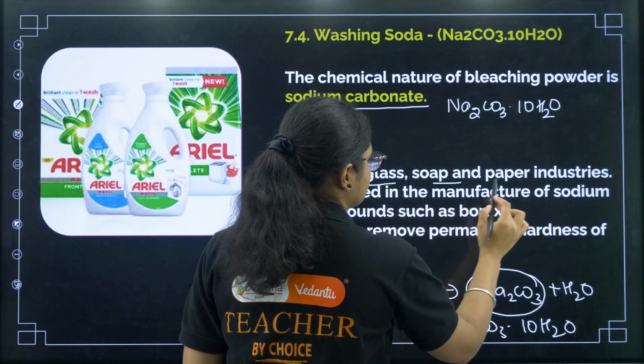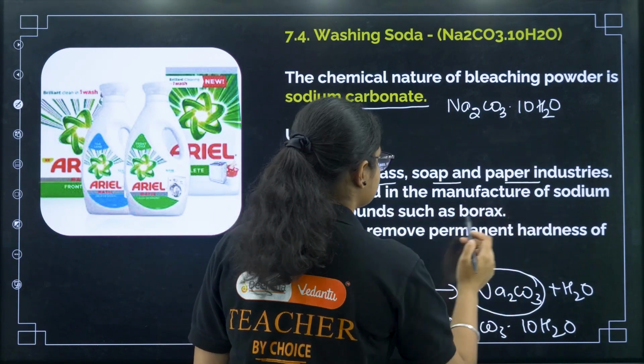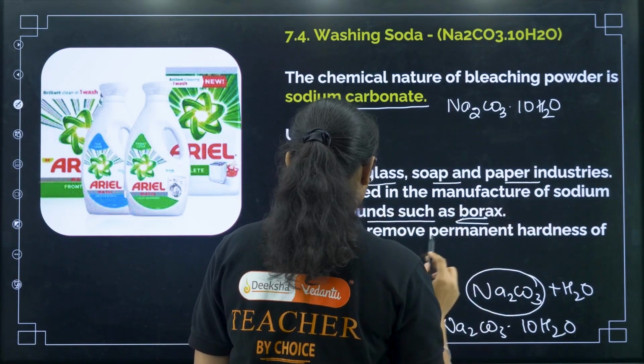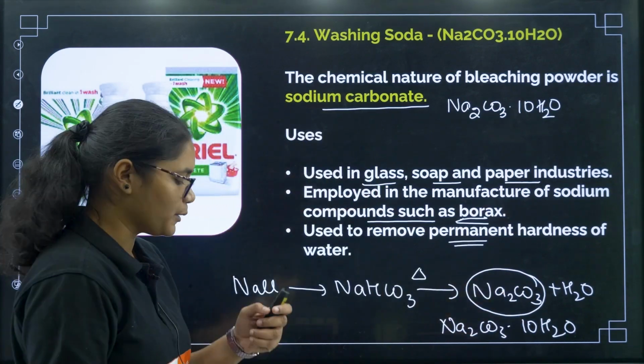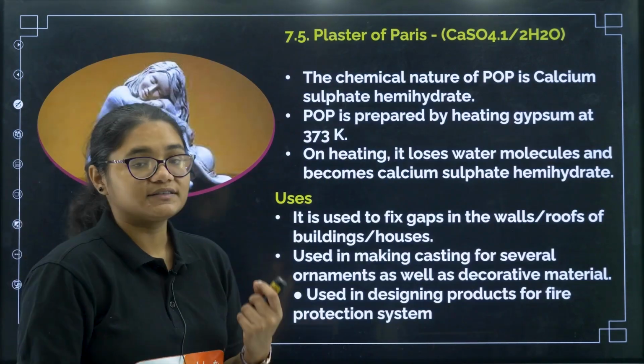It is used in glass, soap and paper industries. It is used in making sodium compounds such as borax. It is used to remove permanent hardness from water. Okay. Next compound is plaster of Paris.